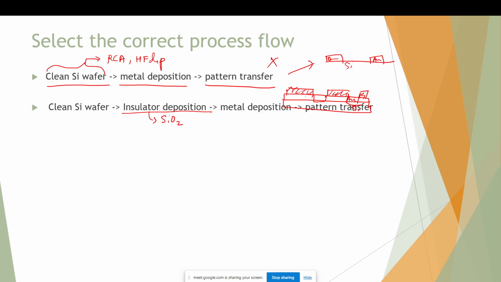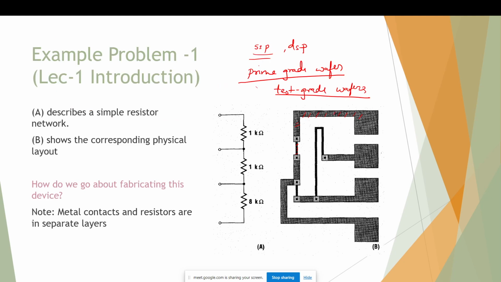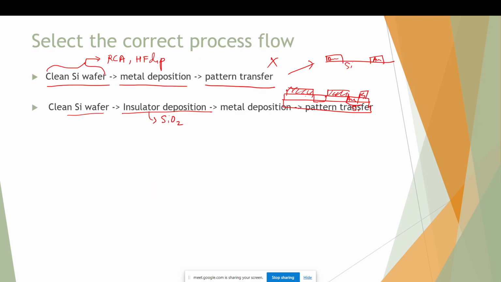But for now what we need to understand is there exists a process by which we can deposit oxide or grow oxide on top of a silicon wafer. Silicon dioxide is an insulator, a very good insulator. So once we deposit this and then put metal on top of it and then pattern transfer, we won't see any current leaking into the substrate. I hope I made myself clear. So that's why we put an insulator.